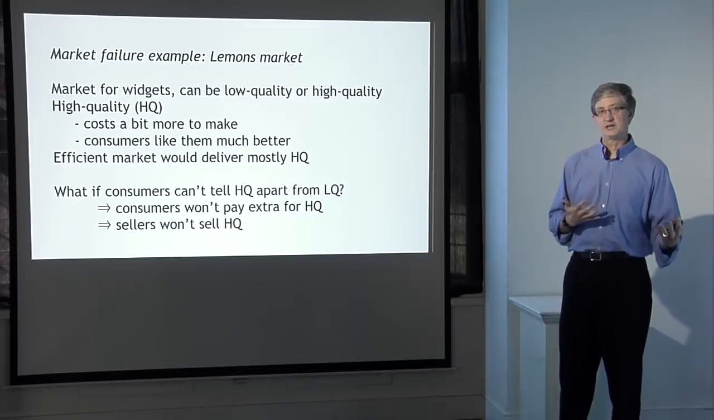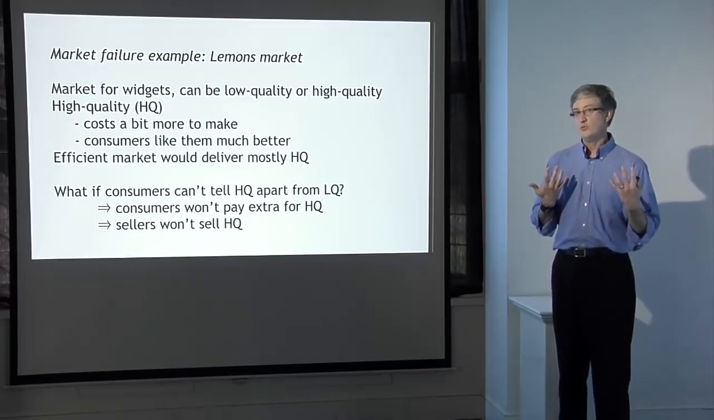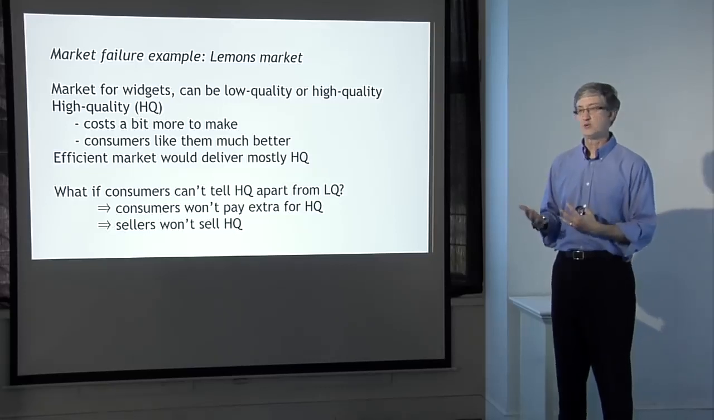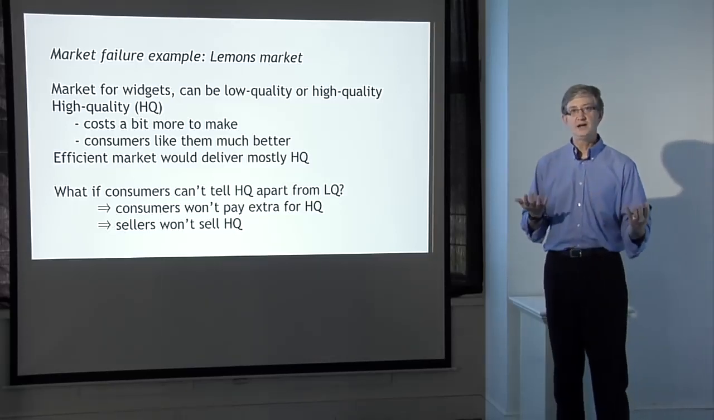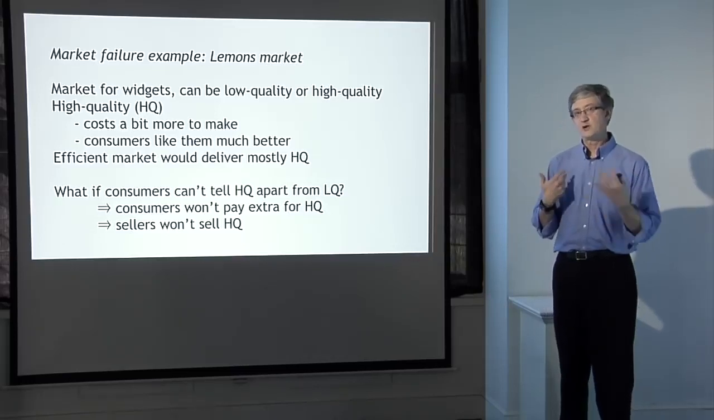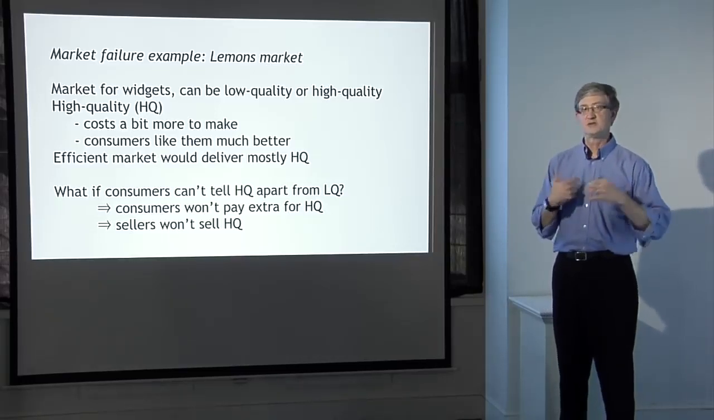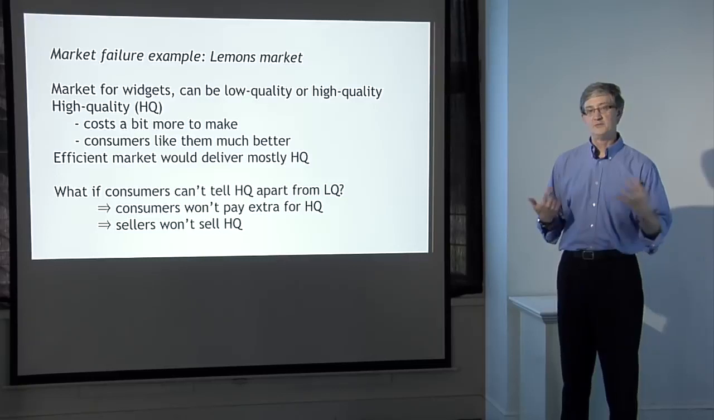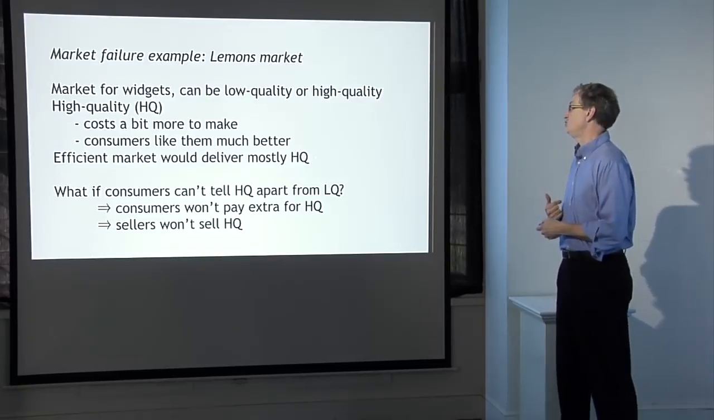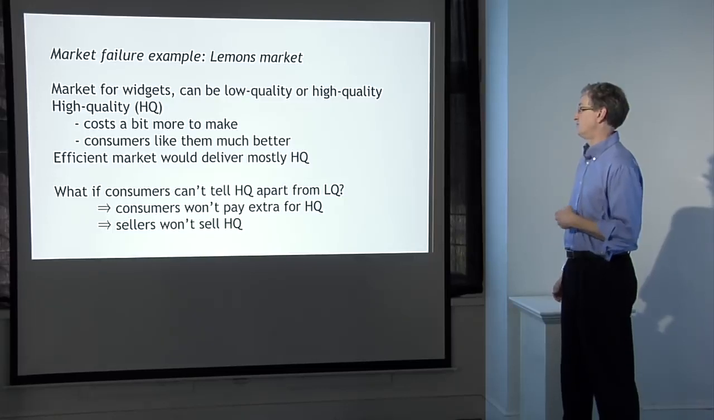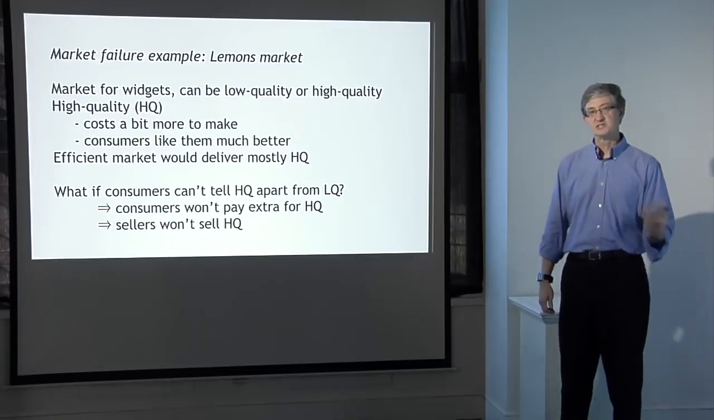Now, an efficient market, a market that's operating well, would therefore deliver mostly high-quality, or I'll write it HQ, widgets to consumers. Why? Because the price of the high quality widget will be just a little bit higher, but the widget will be so much better that almost everyone will buy the high quality widgets. And so this is what you would hope that a market would provide, and under certain assumptions a market will provide that.